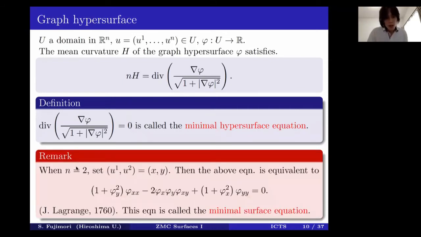And when n equals 2, we set (x, y) equal to (u1, u2), then the above equation is equivalent to this equation, this PDE. This was first derived by Lagrange. And this equation is called the minimal surface equation.